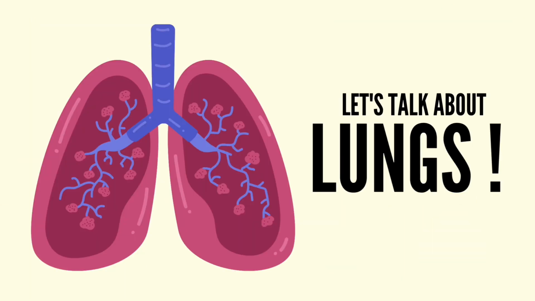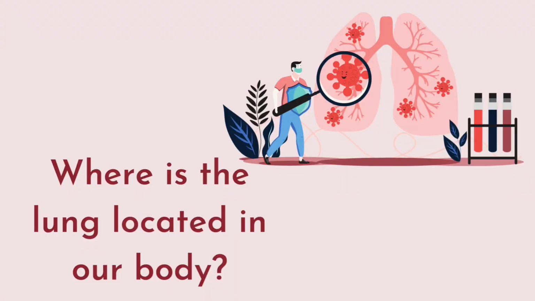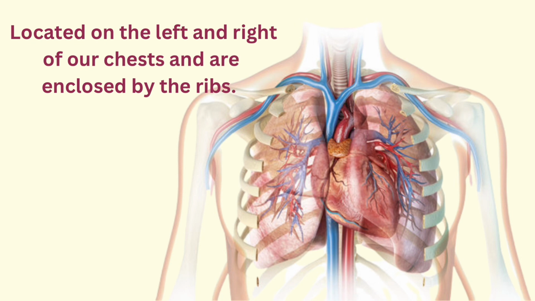So, what is a lung? A lung is one of the major organs of the human body. It functions to carry out gas exchange, and the lung naturally carries out its function autonomously without needing any nerve impulse to signal it. So, where is the lung located in our body? The lung is located on the left and right of our chest and is enclosed and protected by the ribs.